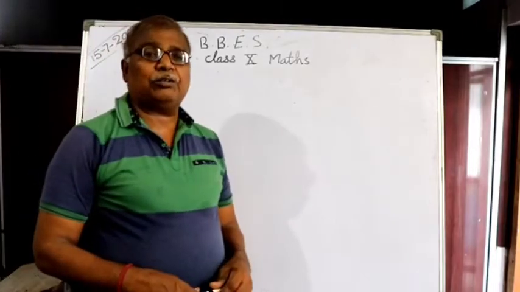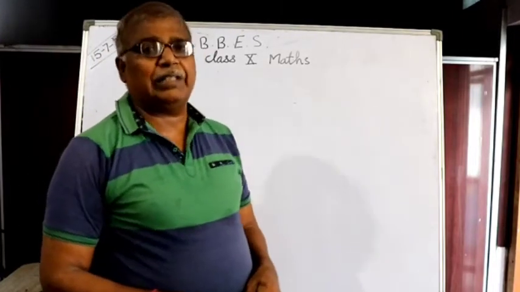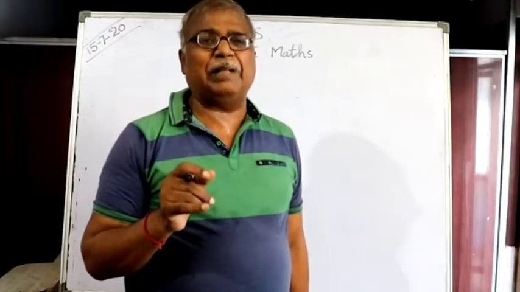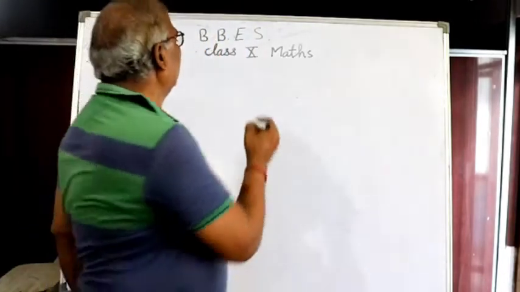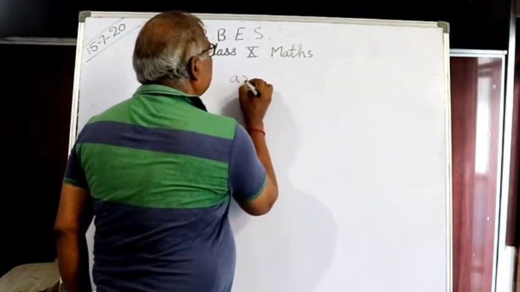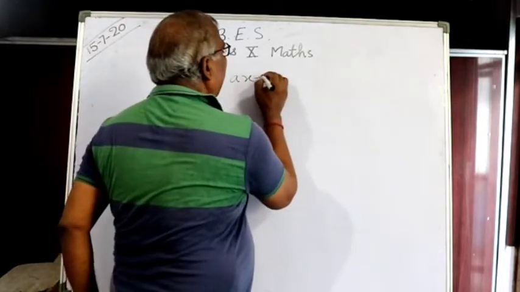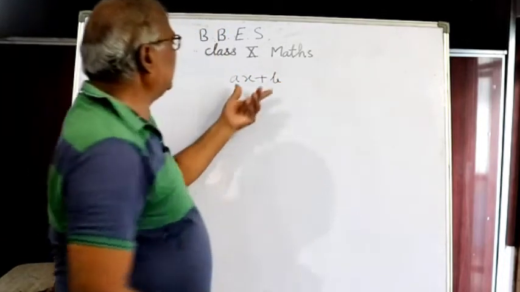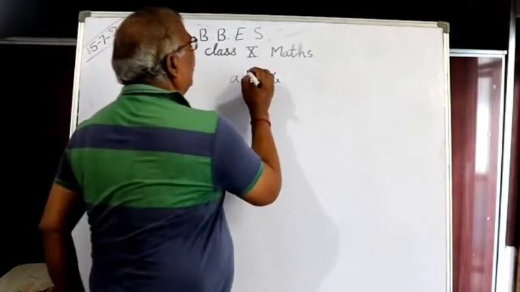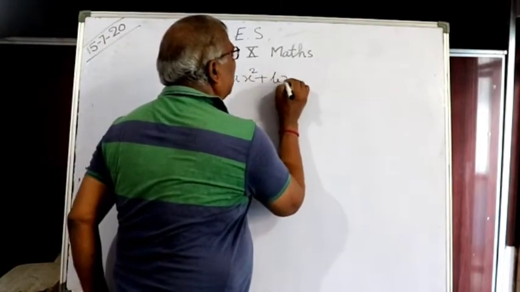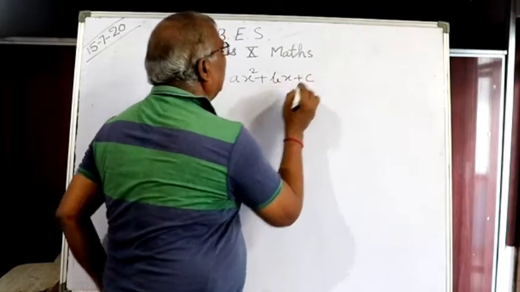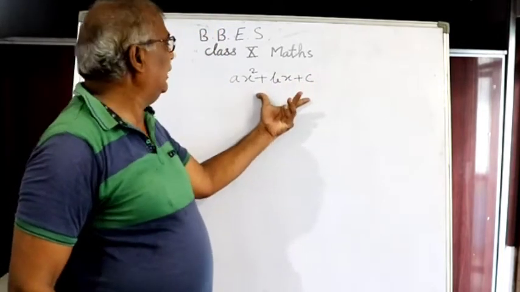Today we are going to start quadratic equations. First we will explain what a polynomial is. Ax is a monomial. If you write ax plus b, it is a binomial. If you write ax square plus bx plus c, it is a trinomial.